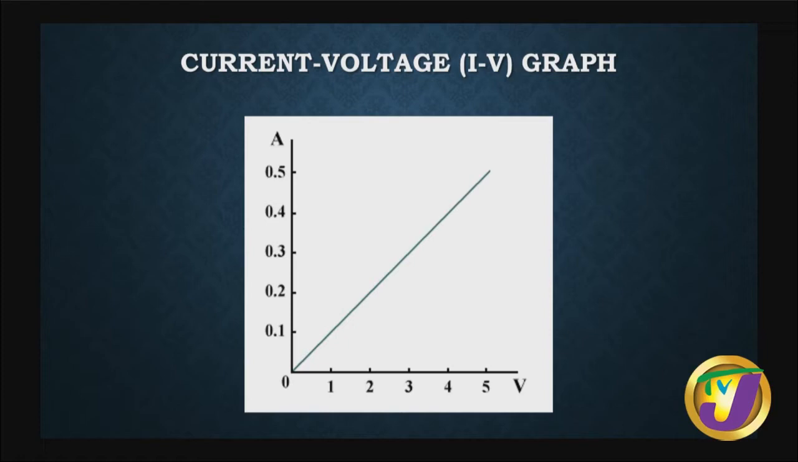Good. Now, current over voltage, the IV graph, that's I in amperes, that's V in volts, a graph line through the origin. And then we have voltage over current. So note the difference. This is a current-voltage, IV, graph. This is a voltage-current graph. You can put either quantity on either axis, but the gradient will tell you what the resistance is or what the inverse of the resistance is.